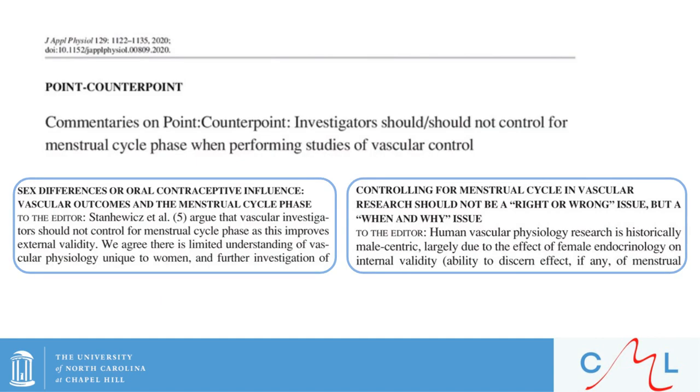As an example of this, the Journal of Applied Physiology recently had a point-counterpoint series on whether investigators interested in vascular physiology should control for the menstrual cycle. Myself and another PhD student contributed to this series and brought up the issues that I'm bringing up here, that study design and research question should ultimately dictate how and why we prioritize internal versus external validity.